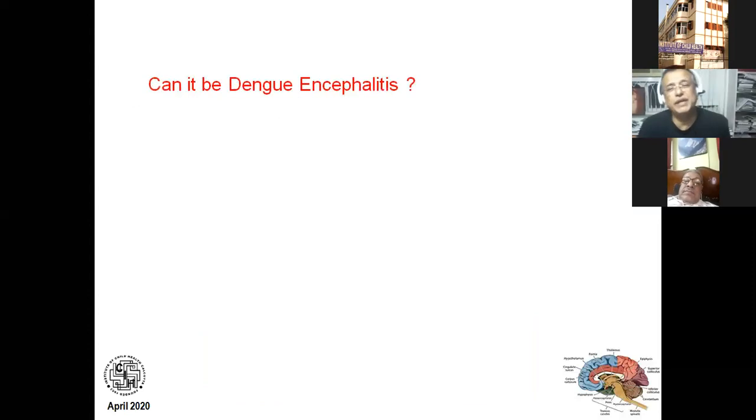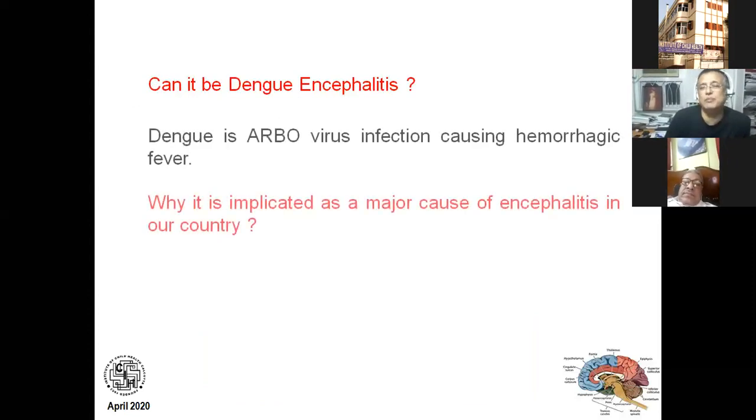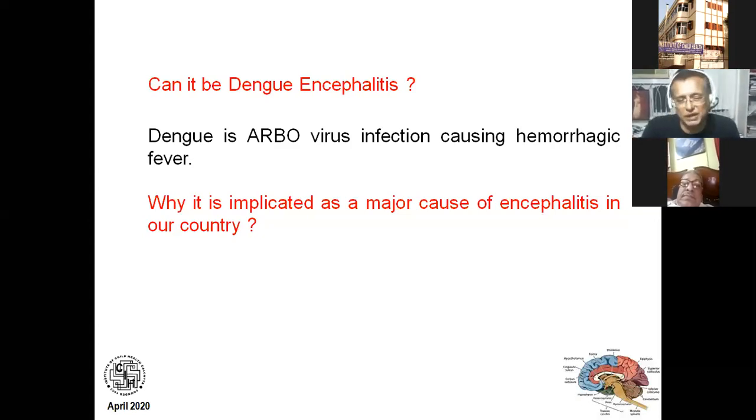So can it be a dengue encephalitis? So we know that dengue is an arbovirus. It causes hemorrhagic fever, but why is it implicated as a major cause of encephalitis in the country? Arboviruses are diseases transmitted to the susceptible host by the bite of mosquitoes, ticks, or sandflies.